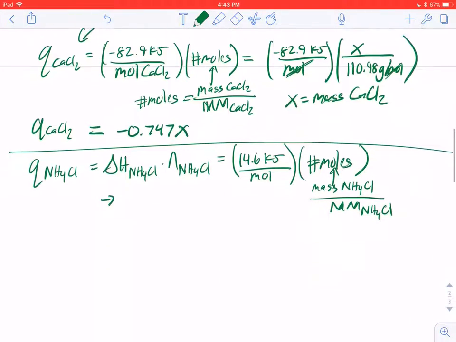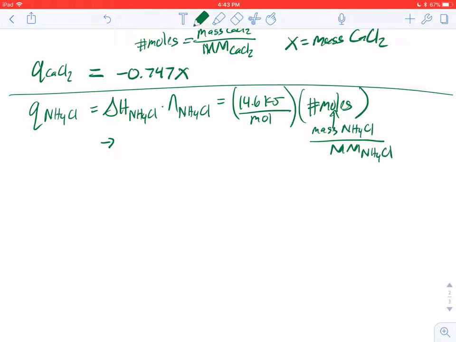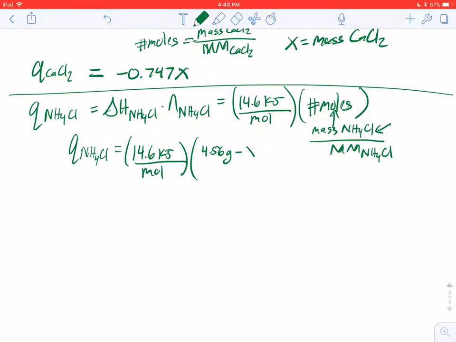So if we go back down here, we're going to see that our enthalpy change, our heat for ammonium chloride, the reaction there, is going to be equal to our 14.6 kilojoules per mole of ammonium chloride times our moles. Now again, we made this into mass divided by molar mass. And we said that's 4.56 grams minus X, because we defined X as the mass of our calcium chloride.